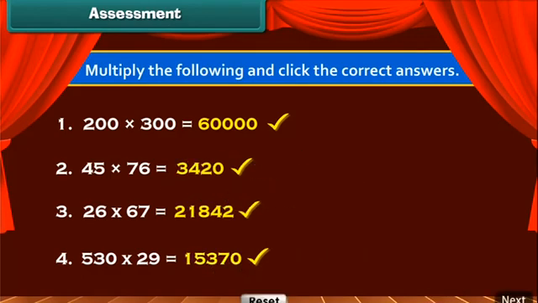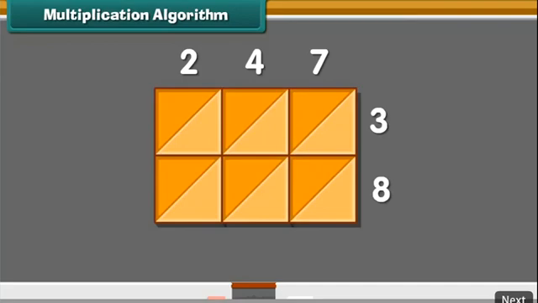Now we will multiply 247 and 38 by lattice algorithm. We will multiply the numbers one by one and write answers in this box. Write tens in tens box and ones in ones box. Firstly, multiply 2 and 3. Answer is 6. Write ones in lower box and tens in upper box.